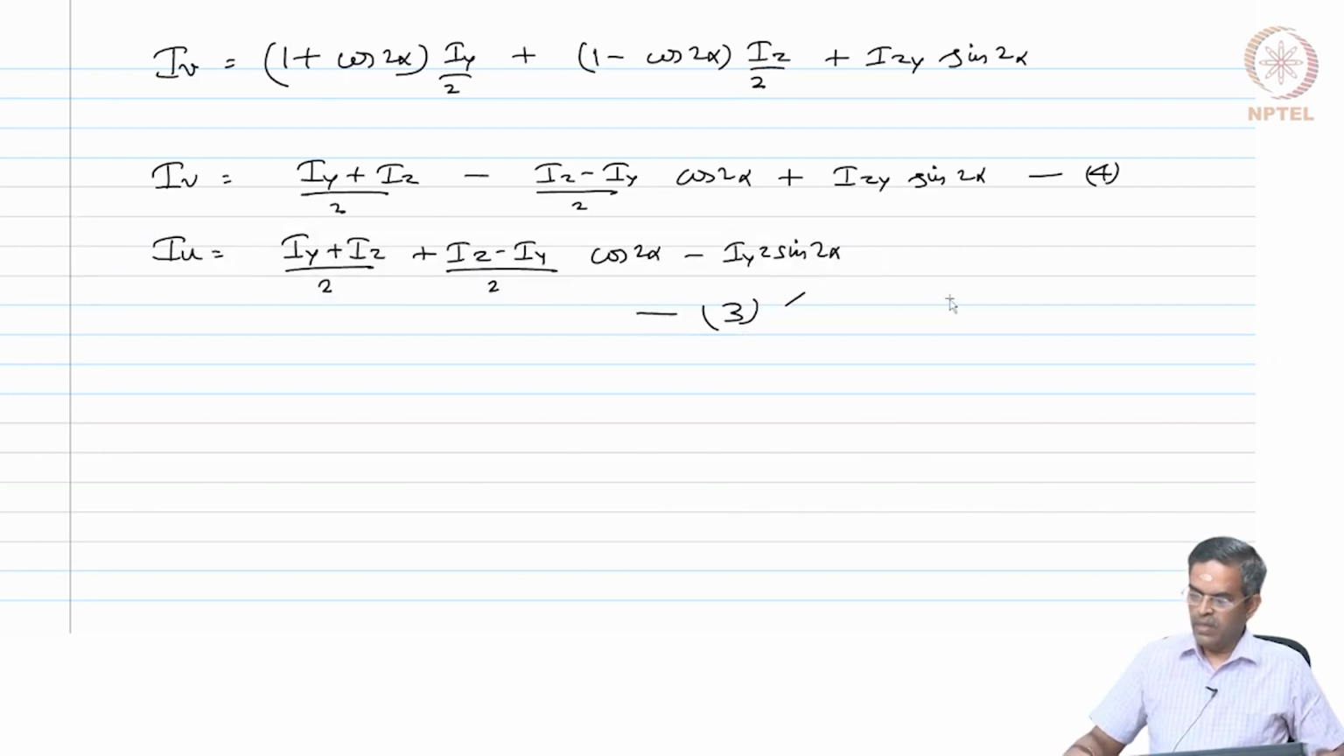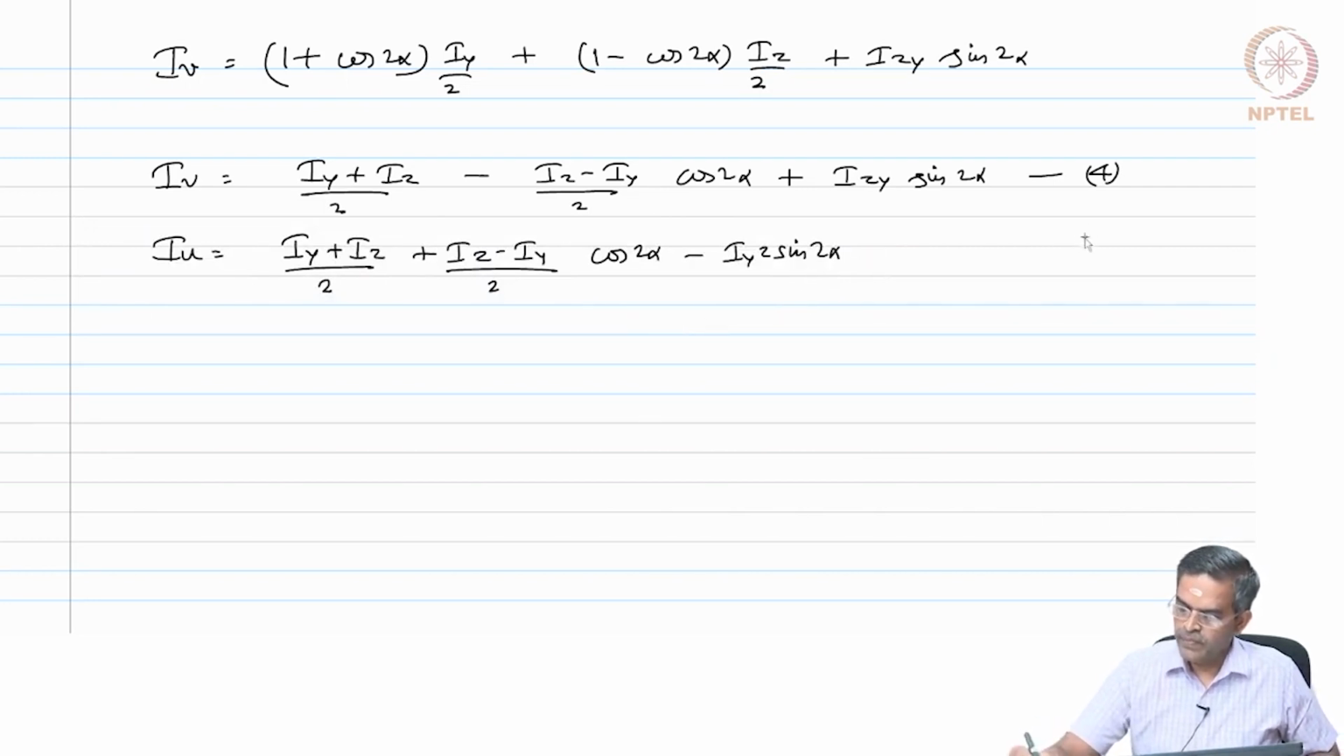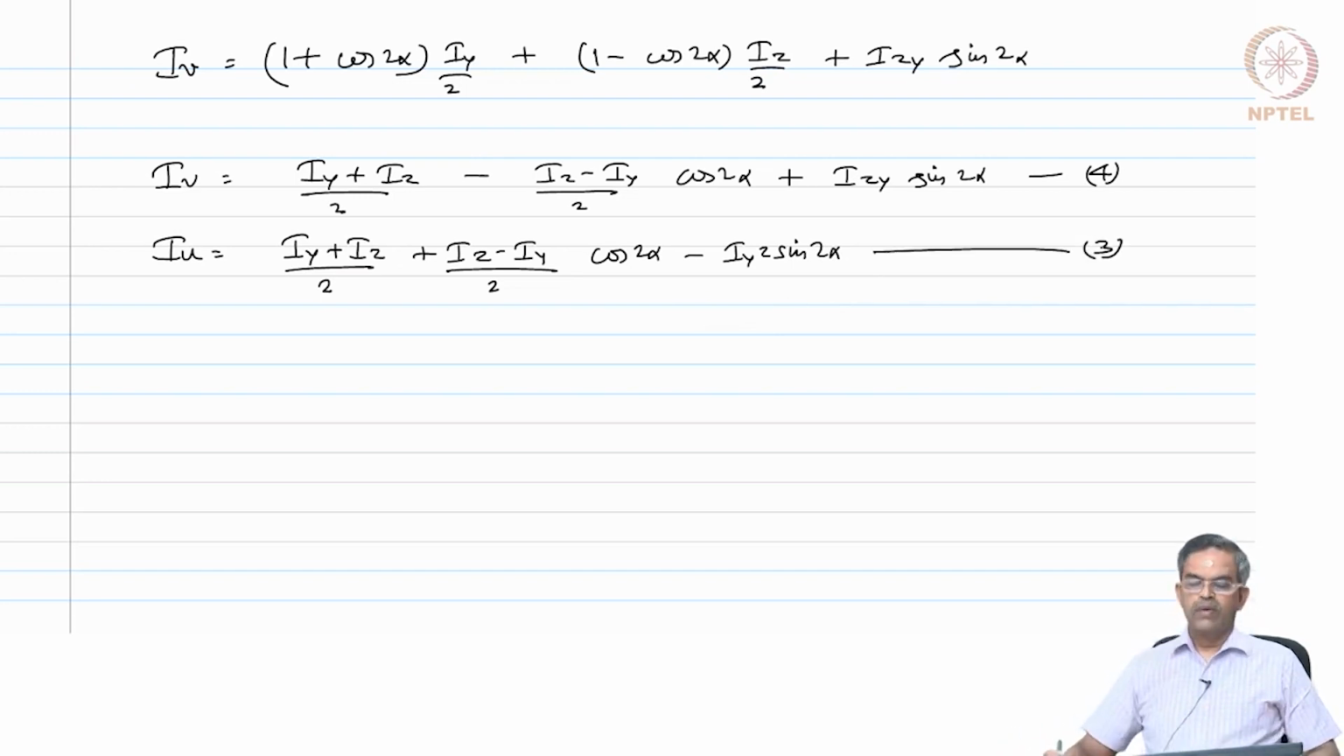Okay, this is the equation, I am writing it here. I will rub this out and put it here. So, Iu is (Iy plus Iz)/2 plus (Iz minus Iy)/2 cos 2 alpha minus Iyz sin 2 alpha, whereas Iv is (Iy plus Iz)/2 minus (Iz minus Iy)/2 cos 2 alpha plus Iyz sin 2 alpha.